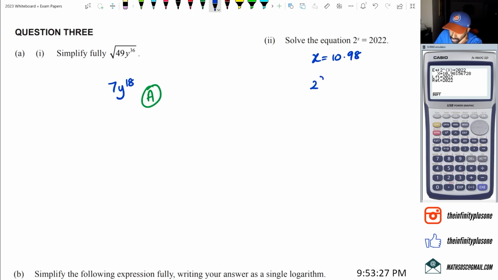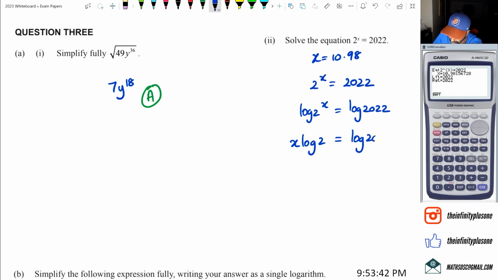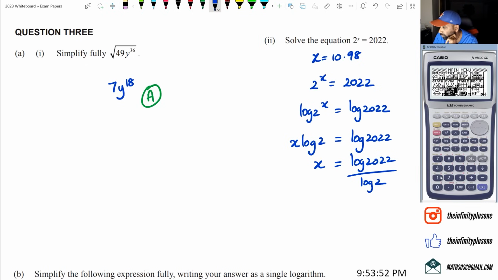Otherwise, if you want to do it by logs, then what you would do is take logs of both sides. So you've got log 2^x equals log 2022. Bring the x to the front. So you've got x log 2 equals log 2022, and then x is equal to log 2022 divided by log 2. Let's see if that works.